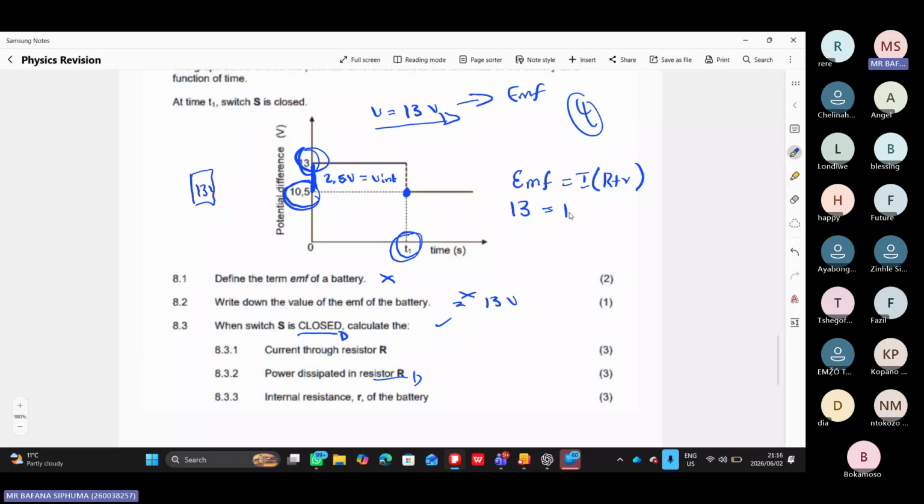Our current is 1.88. And then our resistance was 5.6. We're looking for small letter r. Then you divide both sides by 1.88. We'll be left with 5.6 plus r is equal to, what is 13 divided by 1.88?